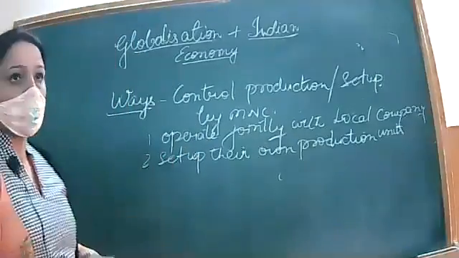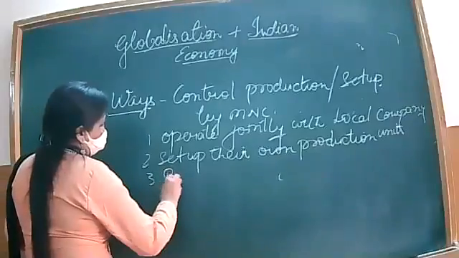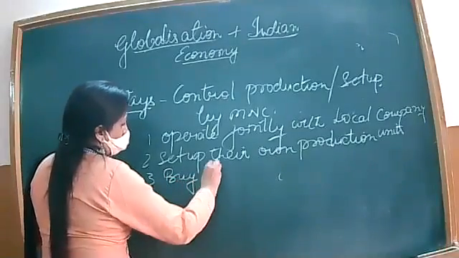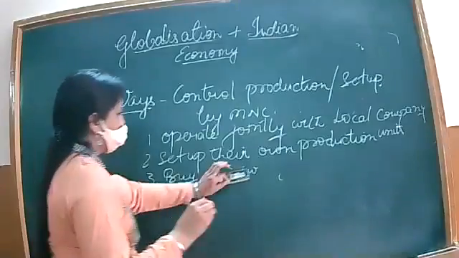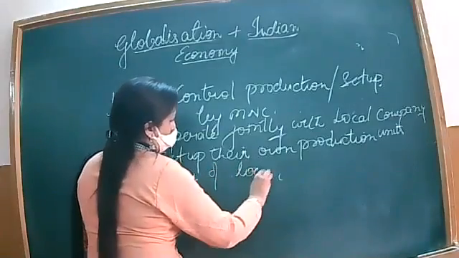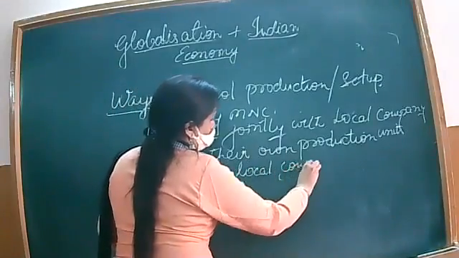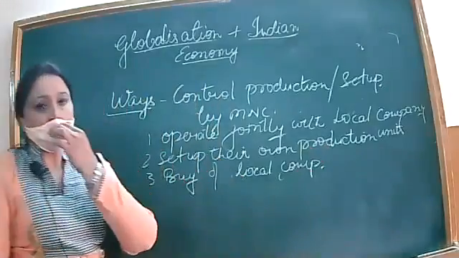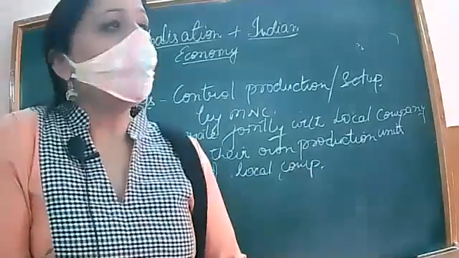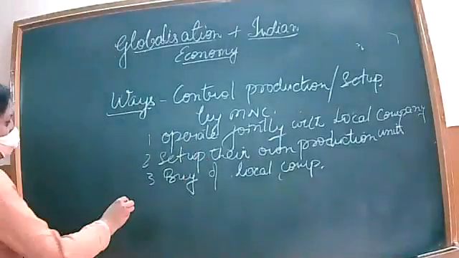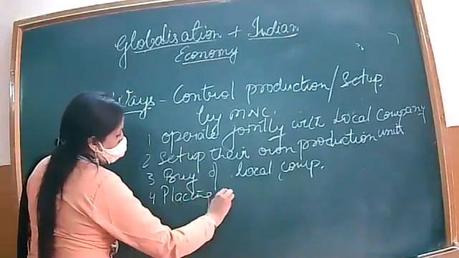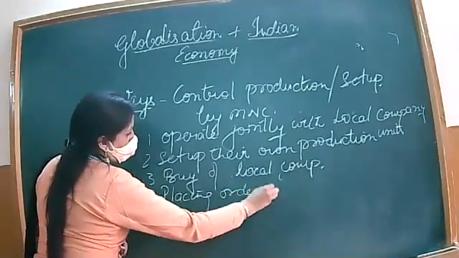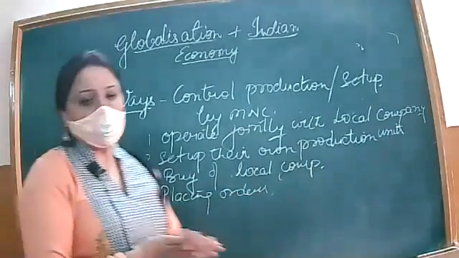Third, buying of local companies. These should all be in your tips. Buying of local companies. It is a 5 mark question, I'm saying again and again, very important point. And the last one is placing orders. Note it down.